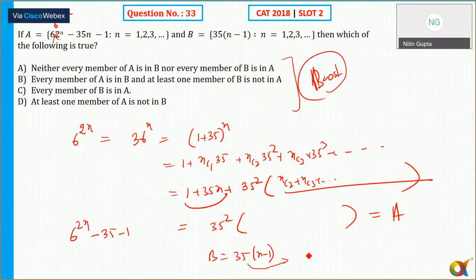So here, if n is 1, I'll get 0, and so on: 35, then 105. So in set B, all the multiples of 35 are present. In set A, multiples of 35 square are present. But is it necessary that all the multiples of 35 are present? No. But in B all the multiples are there, because it is n minus 1, so 1, 2, 3, 4, 5, 6, 7. But maybe this sum is equal to 1; maybe for some value of n it can be 1.